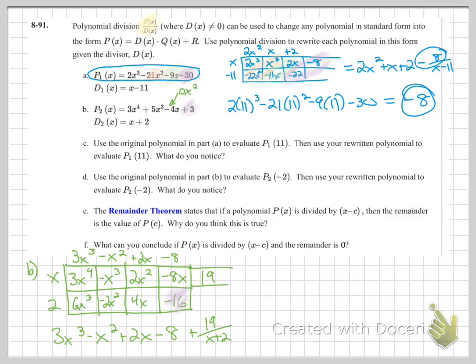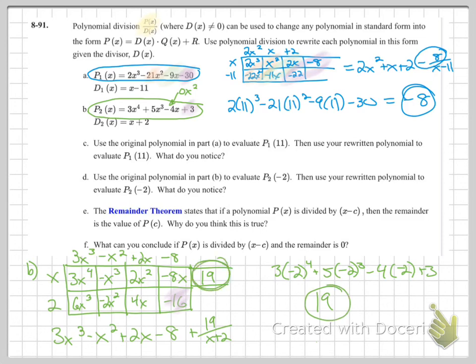What are we on? Part D. They want you to plug negative 2 into this polynomial. So carefully plug in negative 2, and see what you get. If you carefully do that math, you should get an answer of 19, and you should notice and remember that our remainder was 19.